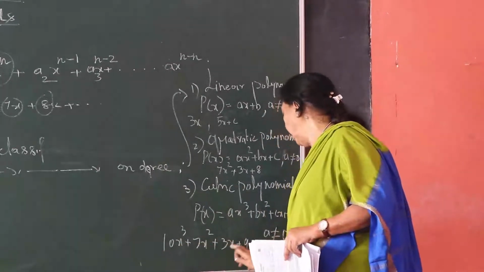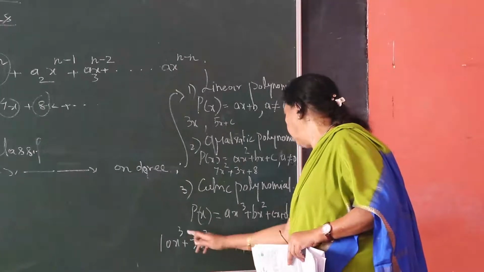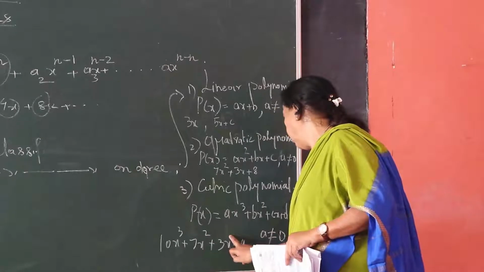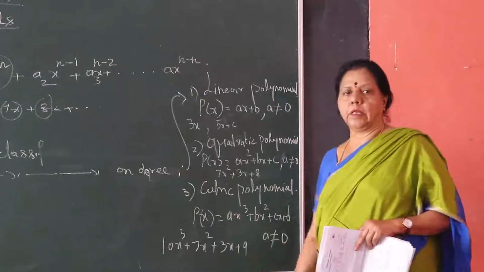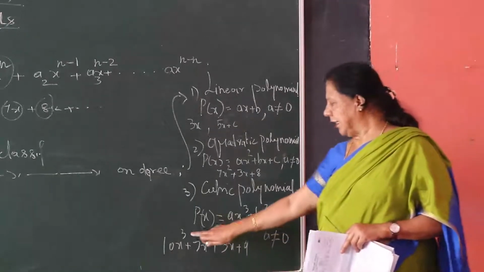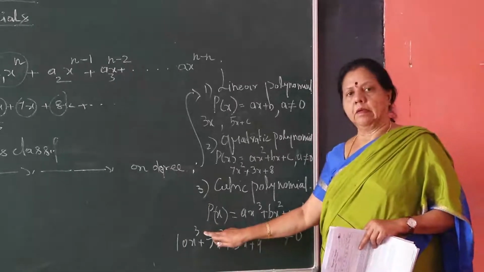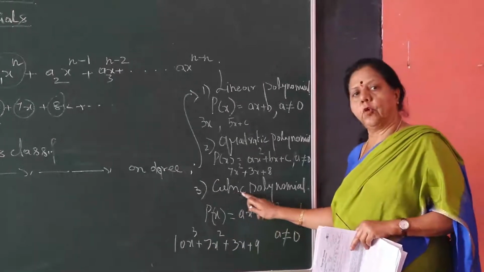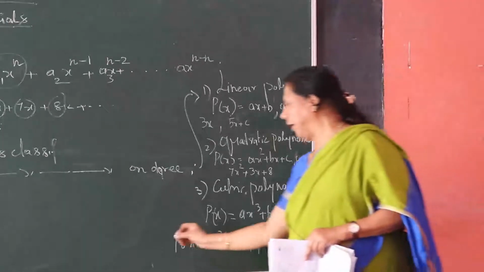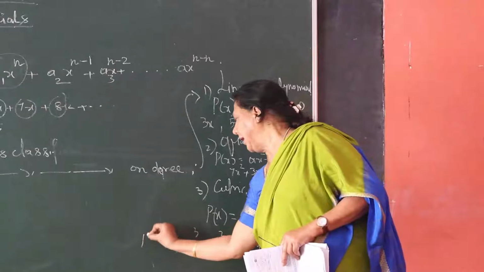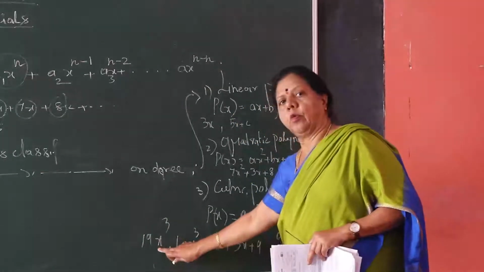Write an example once again: 10x cube plus 7x square plus 3x plus 9. See, 1, 2, 3, the cubic power is there, correct. So this is a cubic polynomial. Followed, the degree is how much? 3. So 3 is cubic. The remaining terms you can write, and a single term you can also write. So here 19x cube. See, this is a cubic polynomial.